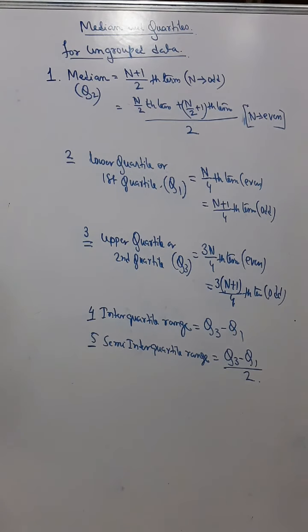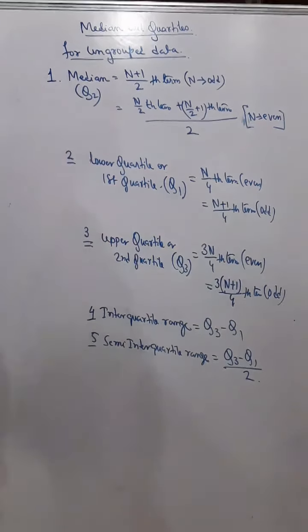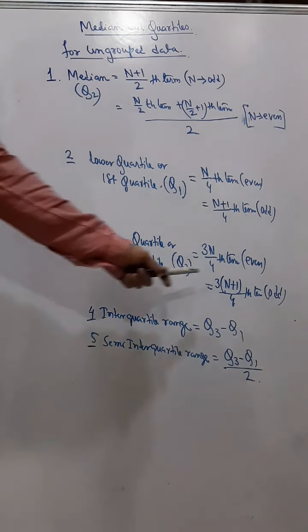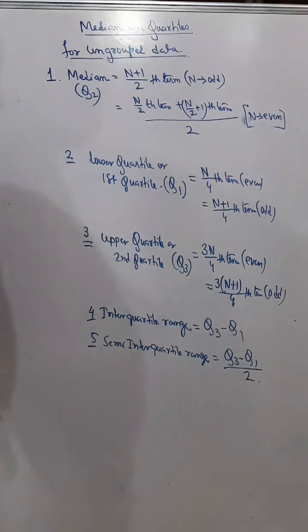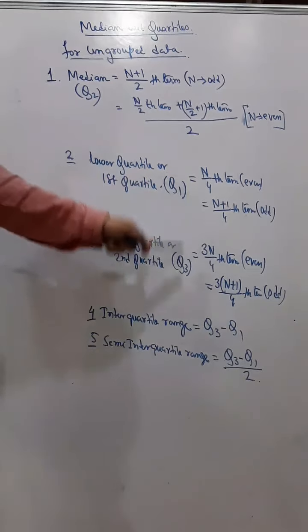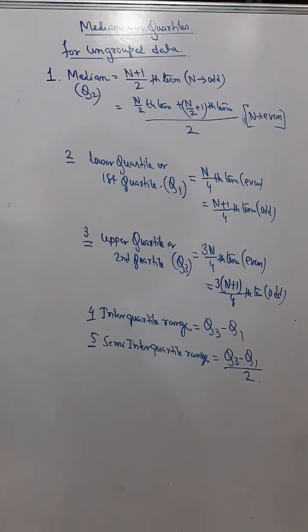Similarly, the upper quartile, or third quartile, is symbolically Q3. The upper quartile is the 3n by 4th term when n is even, and the (3n plus 1) by 4th term when n is odd. Next is the interquartile range, which is the range between Q3 and Q1, that is Q3 minus Q1. The semi-interquartile range is (Q3 minus Q1) by 2.